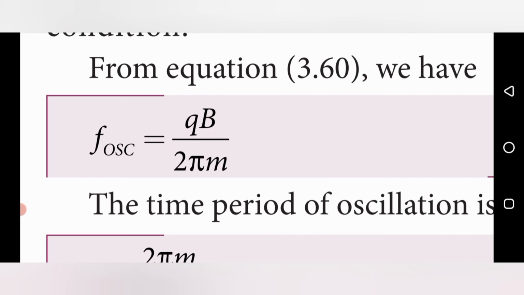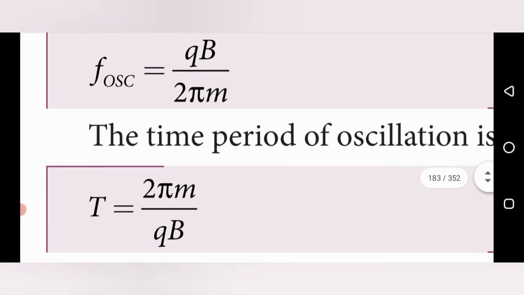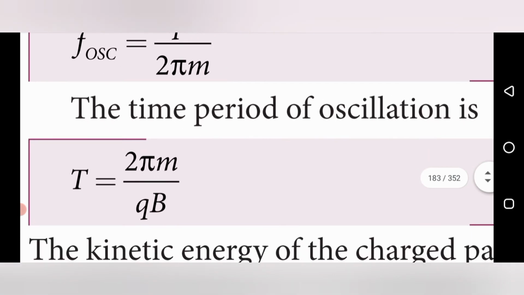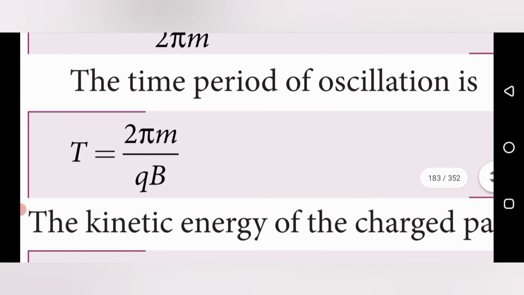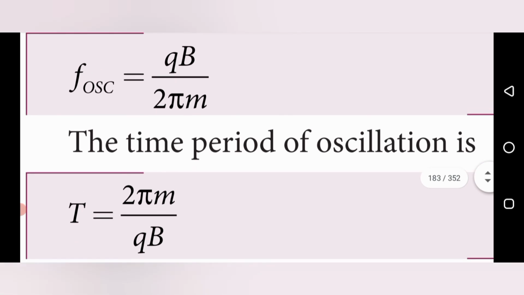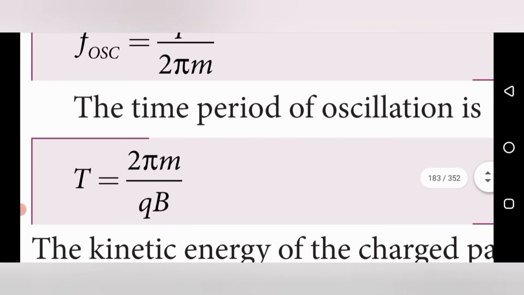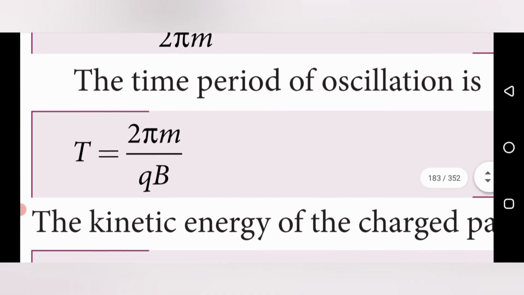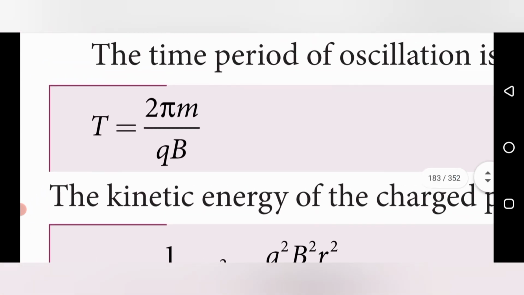We also have to find the time period for one complete oscillation, referred to as T, which is equal to 1 by F, the reciprocal of frequency. So T is equal to 2πm by qB. We discussed all that in the previous class. You just go through it and find the frequency value. I already explained the frequency value for the motion of charged particles in the previous chapter, so just go through it.